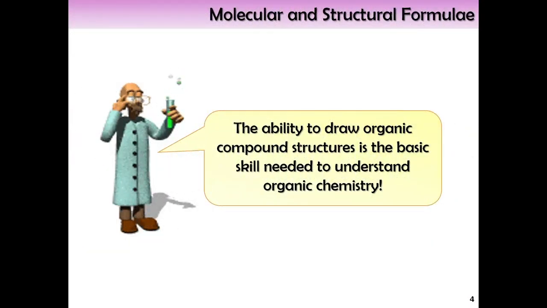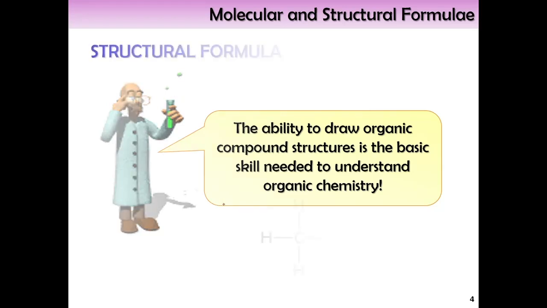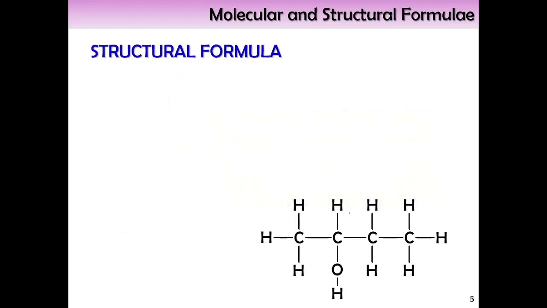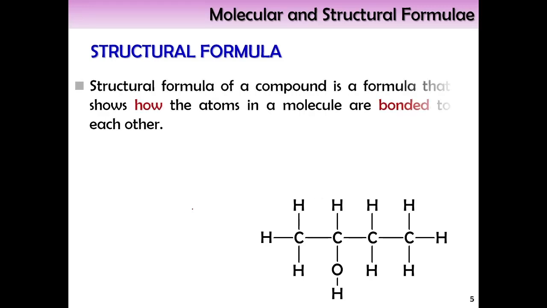Actually, the ability to draw organic compound structure is the basic skill needed to understand organic chemistry. So you need to be able to draw the structural formula. Shown here is structural formula, which is a formula that shows how the atoms in a molecule are bonded to each other. For example, this carbon is attached to 3 hydrogen and one more to another carbon. So it has 4 covalent bonding. So carbon, as you can see, always has 4 bonding.